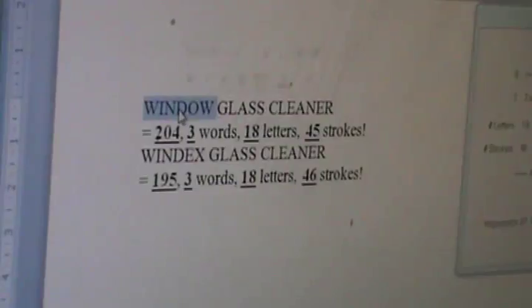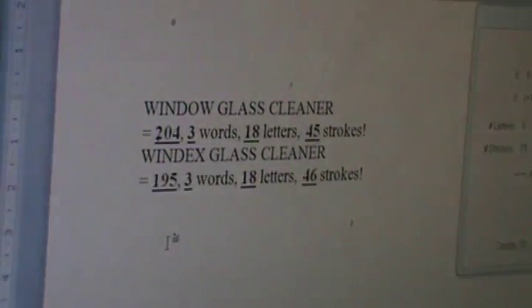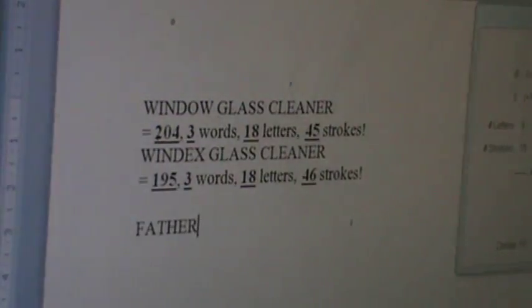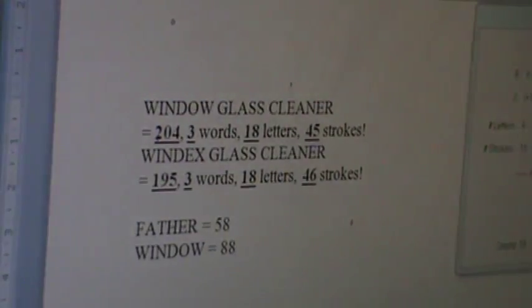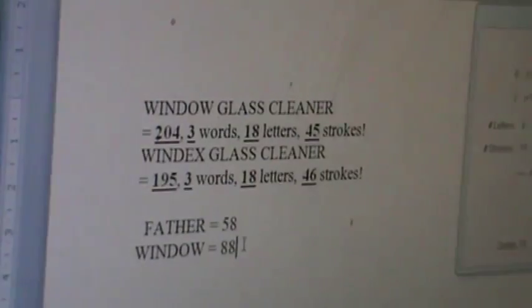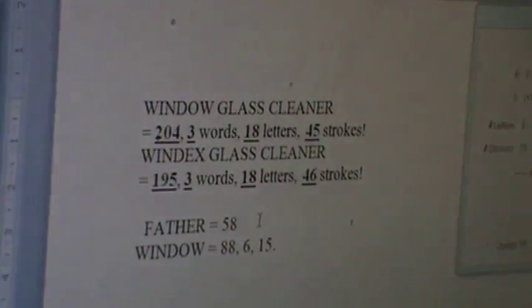And so, we've done it in a previous video. We solved the word window. Window is crazy for father, because it's 30 points higher, exactly. And it's accomplished in letters and strokes that divide by 3. Window is 6 letters, 15 strokes. Father is 6 letters, 18 strokes.